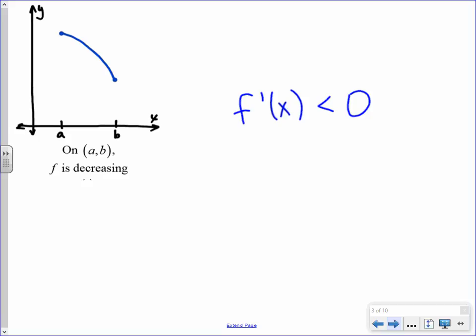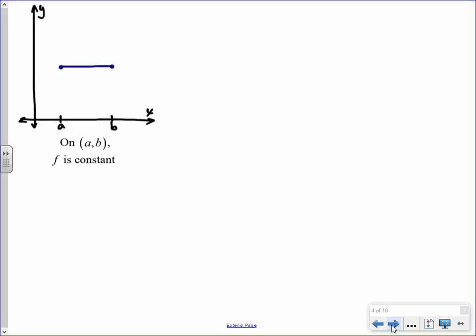Talk to your group about this. If we have a function that is constant, what does it mean about the derivative on that interval? Show me with your hands. What does it mean about the derivative? It is 0. I bet the next one's a flipper.